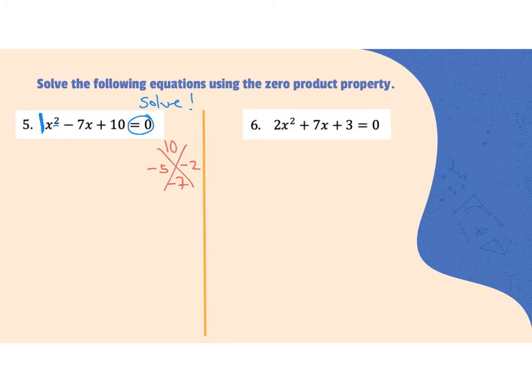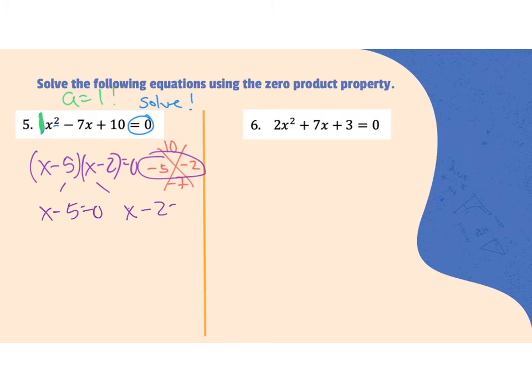Now, a equaling 1, that's helpful. When a is equal to 1, I can use that shortcut. So what that shortcut tells me is that I can use these two numbers as my sets of parentheses. I have x minus 5 and x minus 2 equaling 0. Now you're ready to split them apart. x minus 5 equals 0 and x minus 2 equals 0.